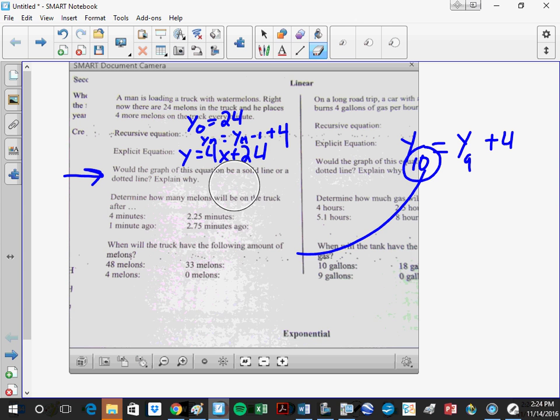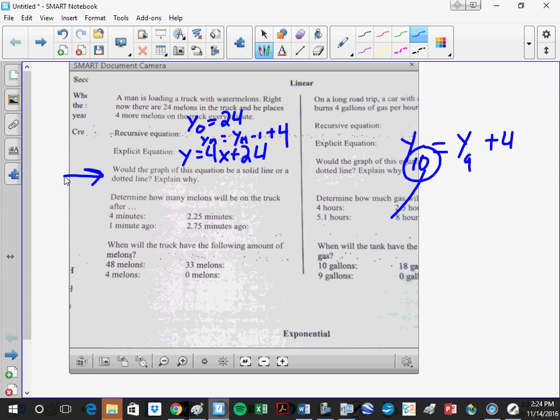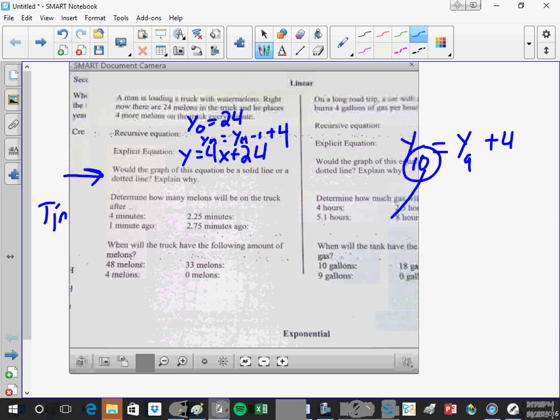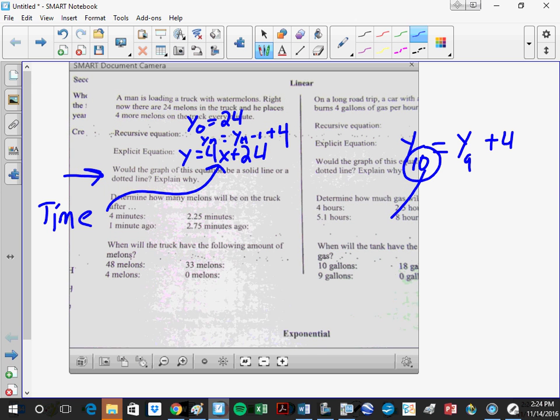So the next question, how many melons will be on the truck after 4 minutes? These are times. All you have to do is plug 4 into there. The recursive formula is not the way to go here. You want the explicit formula. We want to be able to take an x value, stick it right in the formula, and jump ahead and find the answer. So if you plug in 4, 4 times 4 is 16, plus 24 is 40.